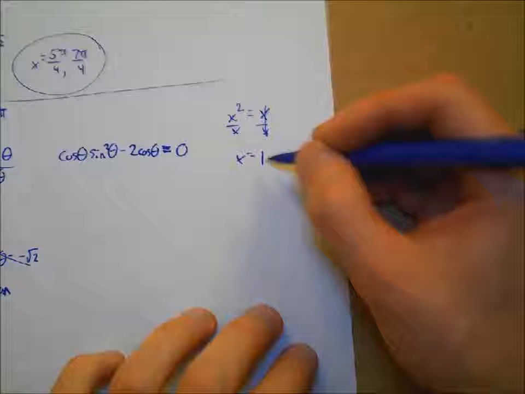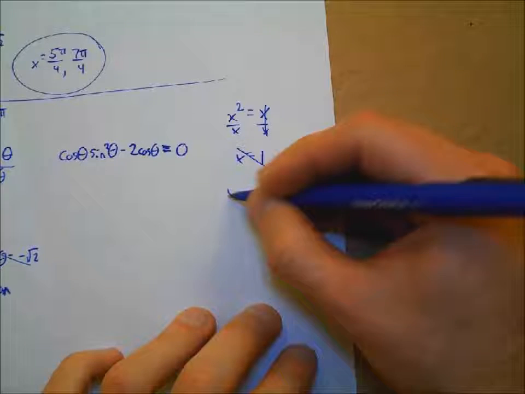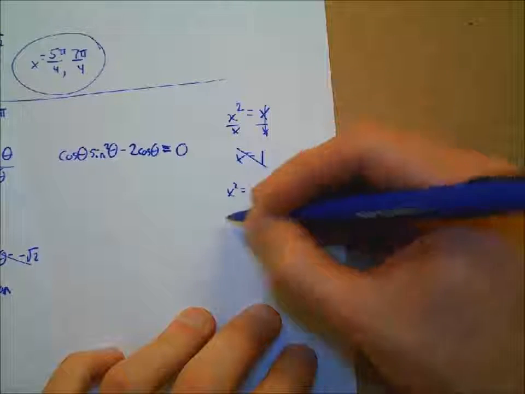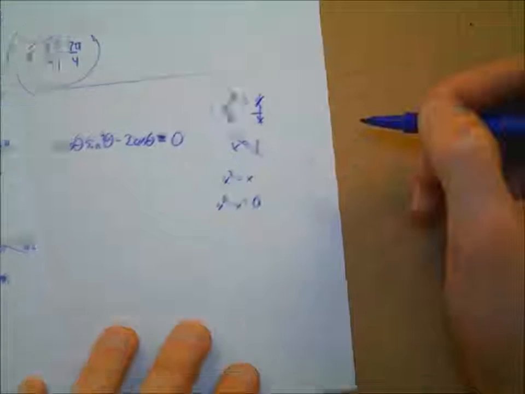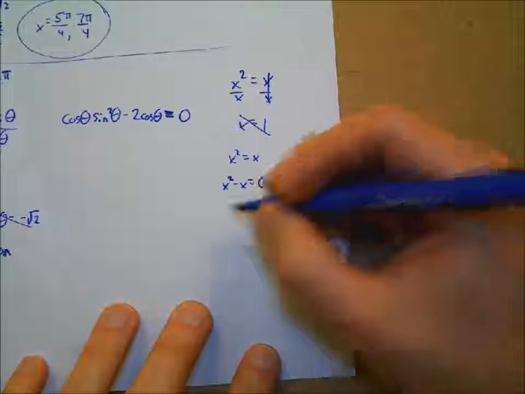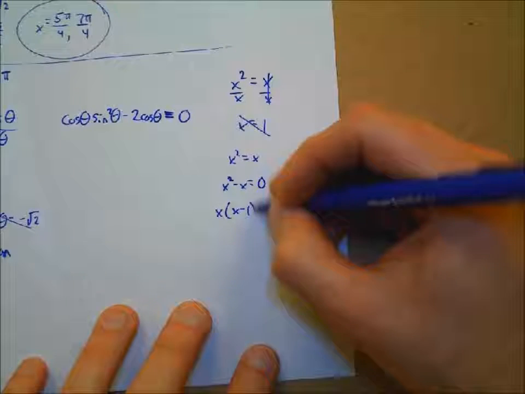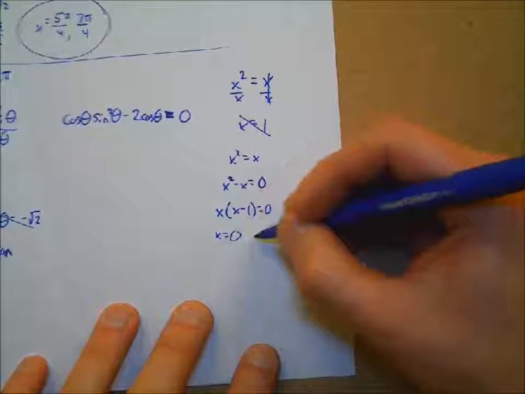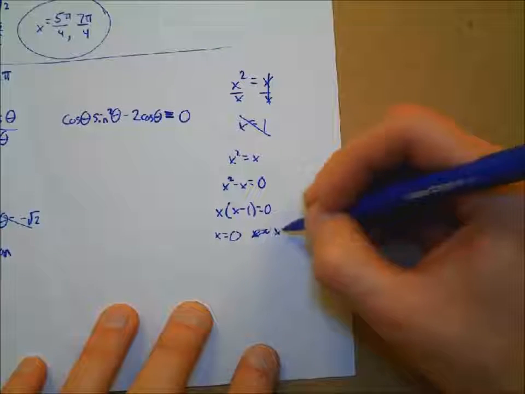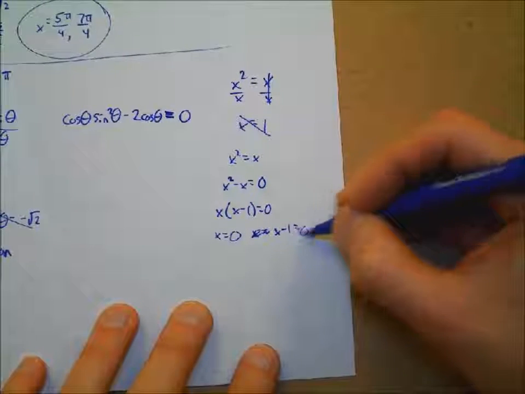So what we should have done here is take that x squared equals x, subtract the x over, and then what do we do from here? Well, there's a GCF of x. Factor the x out. And so using the zero product property, x equals 0, x minus 1 equals 0, so x equals 1. There are your two solutions.